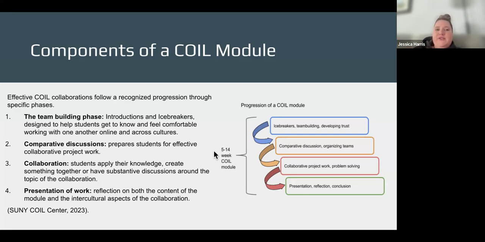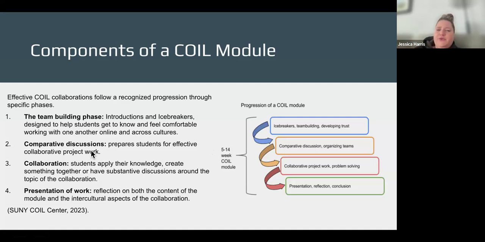Also icebreakers. You'll see some of the examples we've used over the 6-year course. For icebreakers, we use things such as Padlet and other technology to showcase who the students are and where they're from. You'll get to see that in a second as well. This is designed to help students get to know and feel comfortable working with who they'll work with throughout the semester. Again, it starts that process for them to feel more comfortable and have self-efficacy talking with people from different cultures. Then we move into comparative discussions.